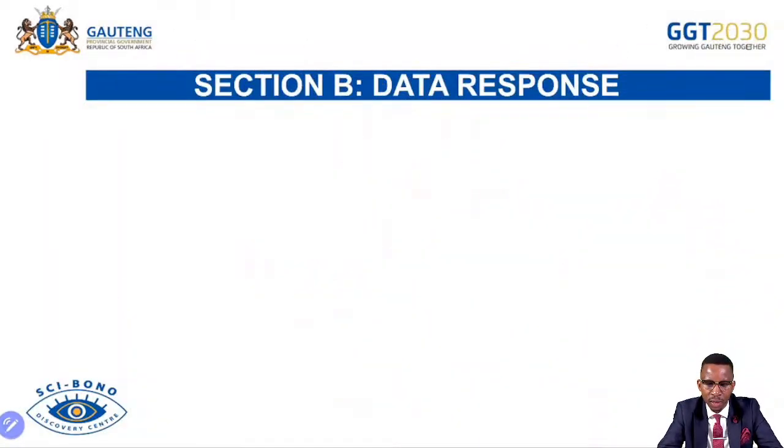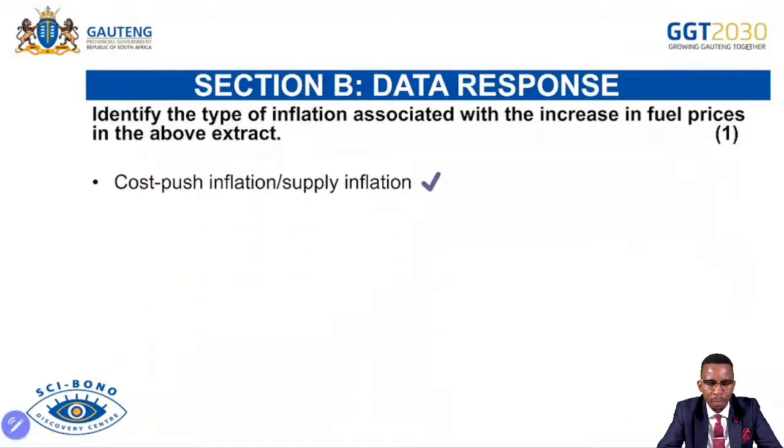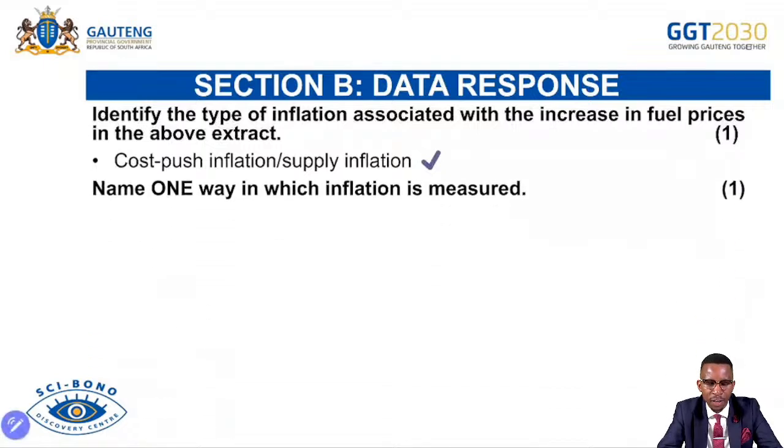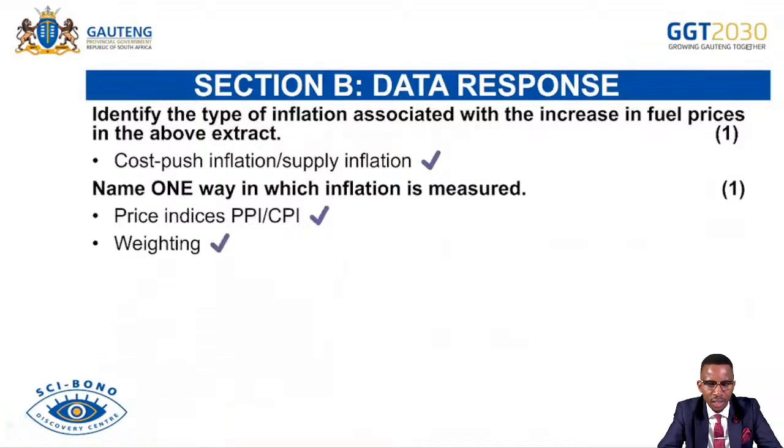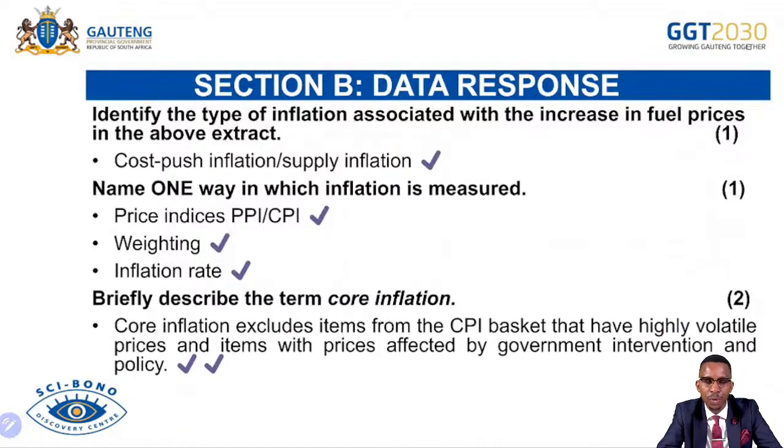And then let's look at the questions. Identify the type of inflation associated with the increase in fuel prices. And then we have cost push inflation or supply inflation. Name one way in which inflation is measured. Then it's measured through the CPI or PPI, weighting, inflation rate, as well as the GDP deflator. Briefly describe the term core inflation. In this case, we talk about inflation that excludes goods with highly volatile prices. So we say core inflation excludes items from the CPI basket that have highly volatile prices and items with the price affected by government intervention and policy.